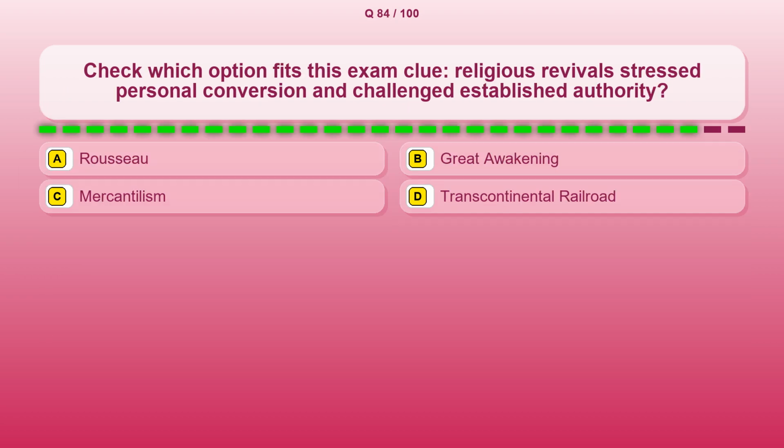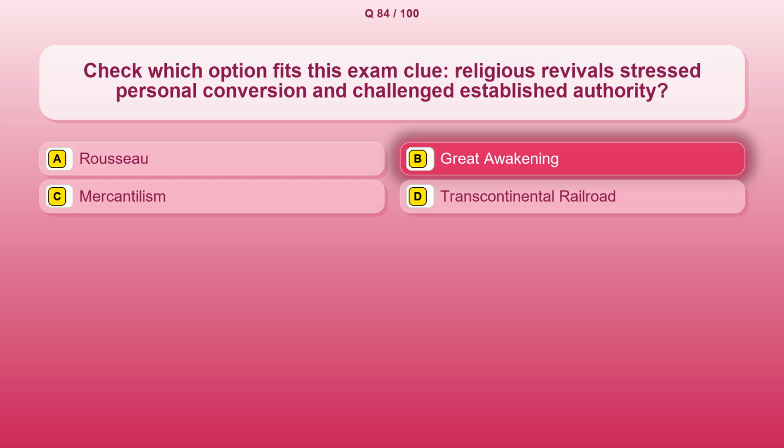Question 84. Check which option fits this exam clue. Religious revival stressed personal conversion and challenged established authority. Option A, Rousseau. Option B, Great Awakening. Option C, mercantilism. Option D, Transcontinental Railroad.